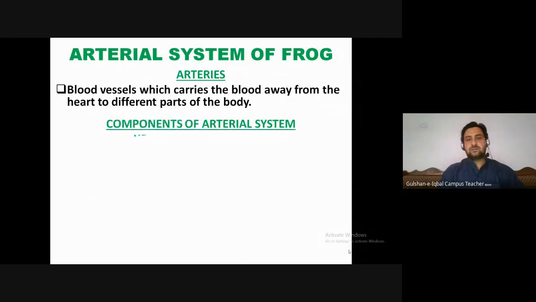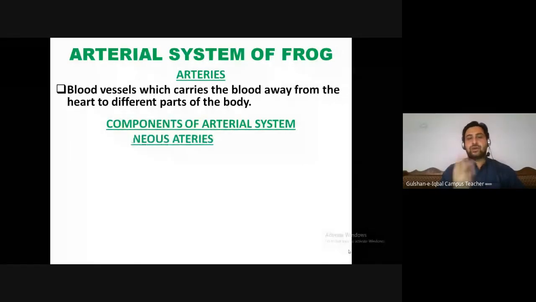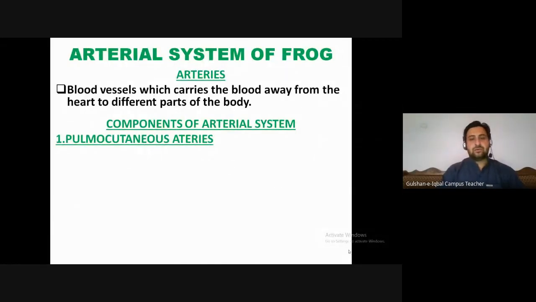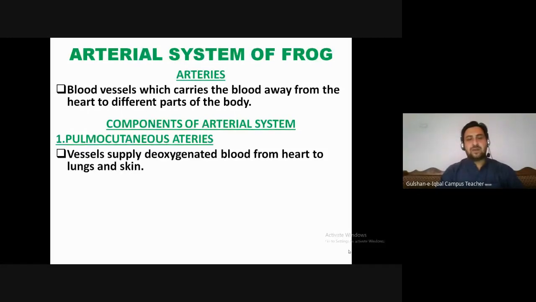Components of arterial system. Arterial system has three kinds of arteries present in it. There are three sets of arteries. Number one is palmocutaneous arteries. Palmocutaneous arteries are the arteries which supply deoxygenated blood from heart to the lungs and skin. And why is this blood supplied to the lungs and skin? It is supplied to the lungs and skin to make it oxygenated.